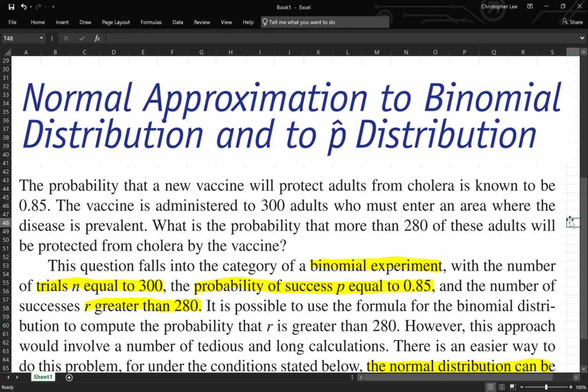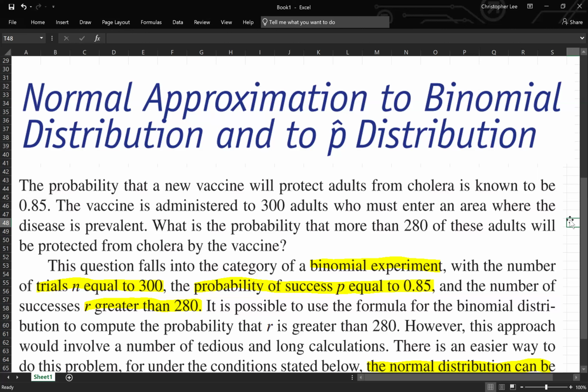It is possible to use the formula for the binomial distribution to compute the probability of r greater than 280. However, this approach would involve a number of tedious and long calculations, right? Because remember when we were doing the binomial distribution, it was a lot of work just to do it for one. So what we're saying is that there's so much to do here that we want to find a way to approximate the answer a little bit. That's the lesson here.